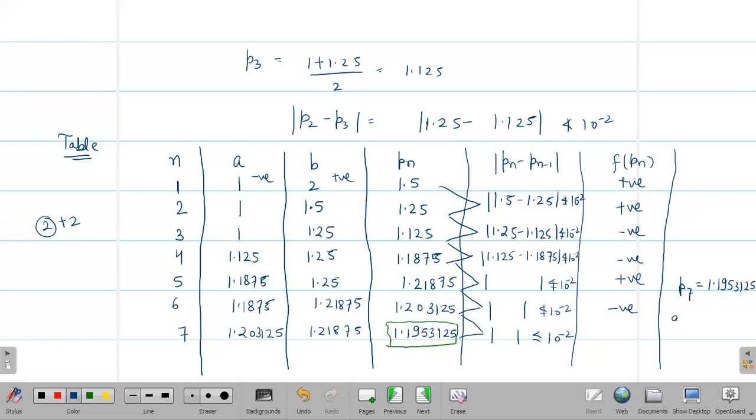So this way you can apply the bisection method. Approximate root. I don't know the exact root of this equation, but if you find it by calculator, then you will see it is near about this approximation. Any doubt in this procedure of bisection method?